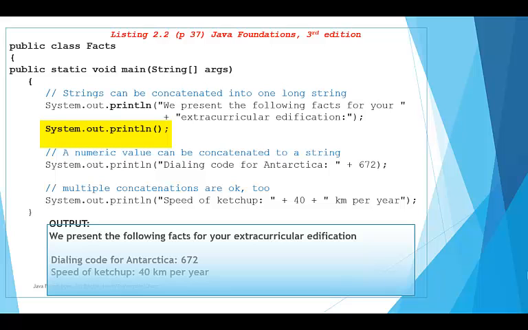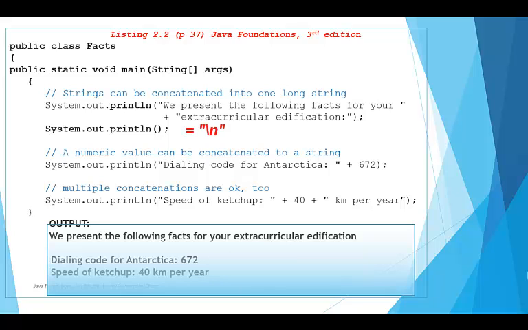The next line is a System.out.println without any content. This will automatically advance to the next line. Now another way we can do this that we learned in C++ is with the \n, which would also force a new line.